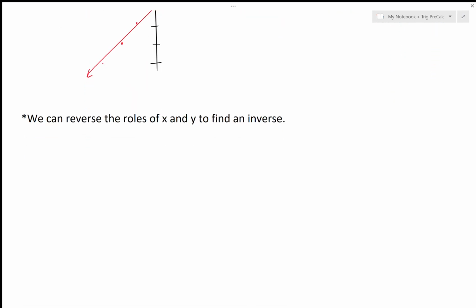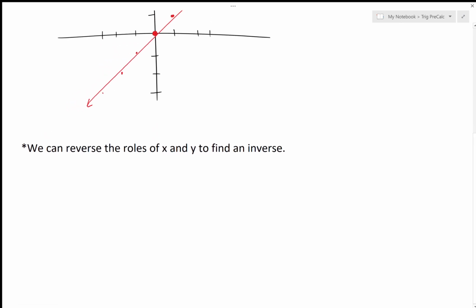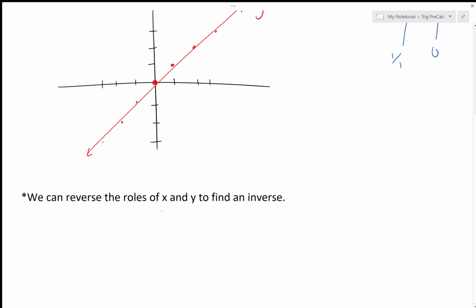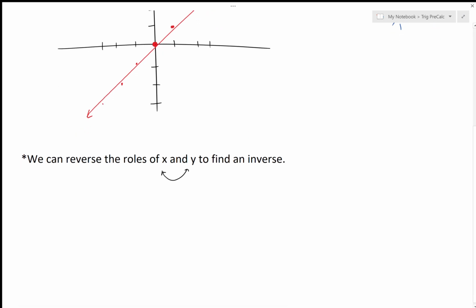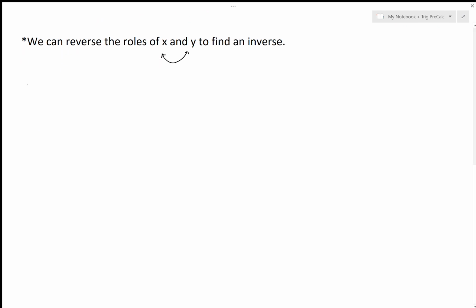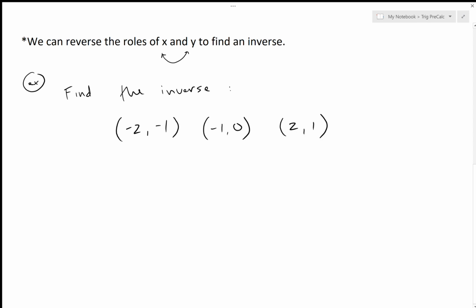So we are able to reverse the roles of x and y in order to find an inverse. Flip-flop x and y, sounds familiar from our IM2 days. That being said, let's take an example just based on points. We're going to want to find the inverse of the following set of points. Let's take -2, -1, -1, 0, and 2, 1. So this is the original. Just 3 points. This is the original problem here.